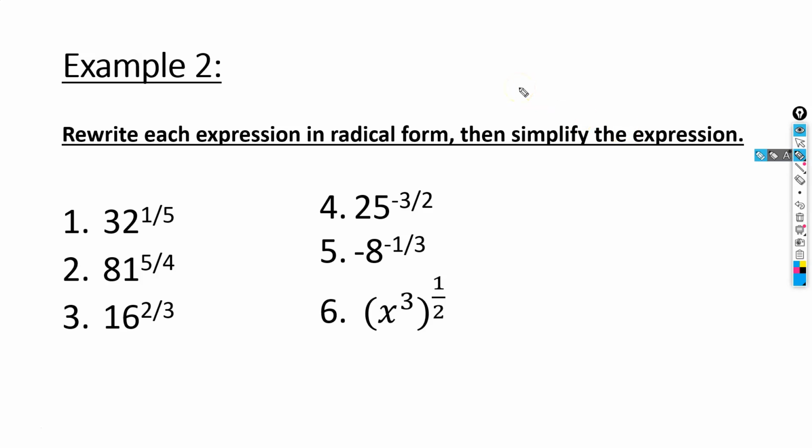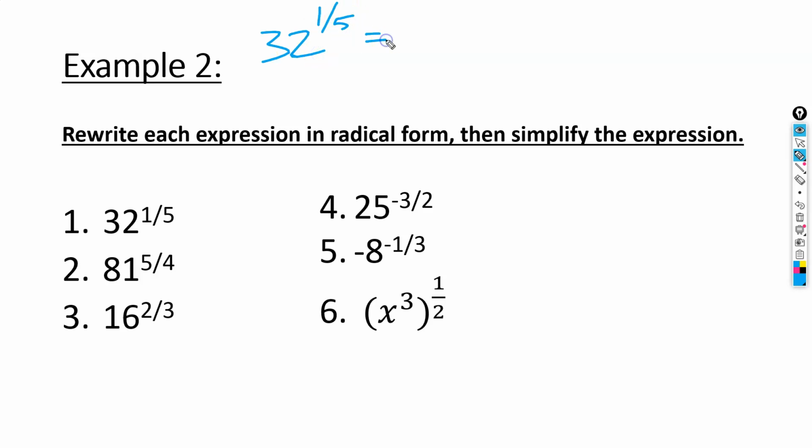The first thing we're going to do with each of these problems is rewrite them. We're going to change them from being in exponential form into radical form. And then we're going to use what we've learned about simplifying radicals to get the actual answer. So for number 1, we're starting off with 32 to the 1/5 power.